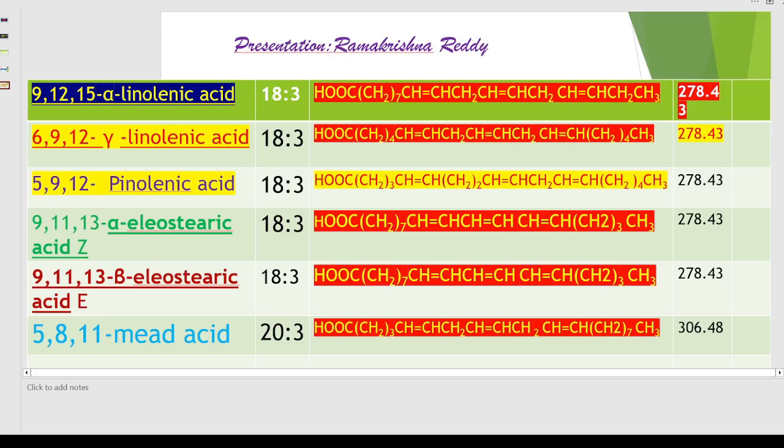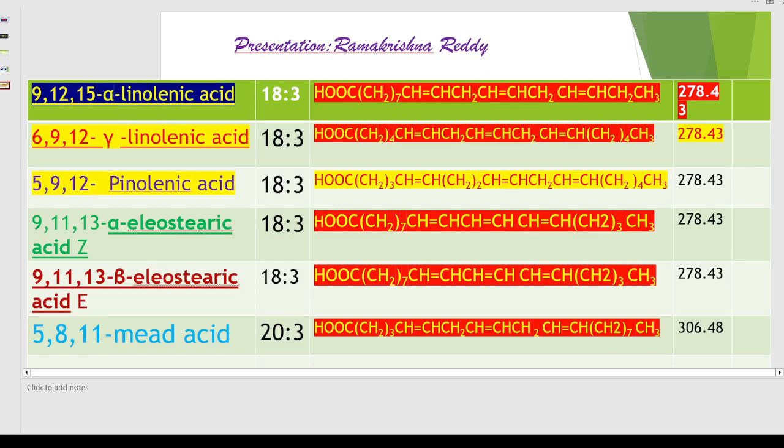Another one with 18 carbons also contains three double bonds, but the double bond positions are changed. This is known as pinolenic acid. It contains its double bonds at the first at 5th carbon, second at 9th carbon, and third at 12th carbon.